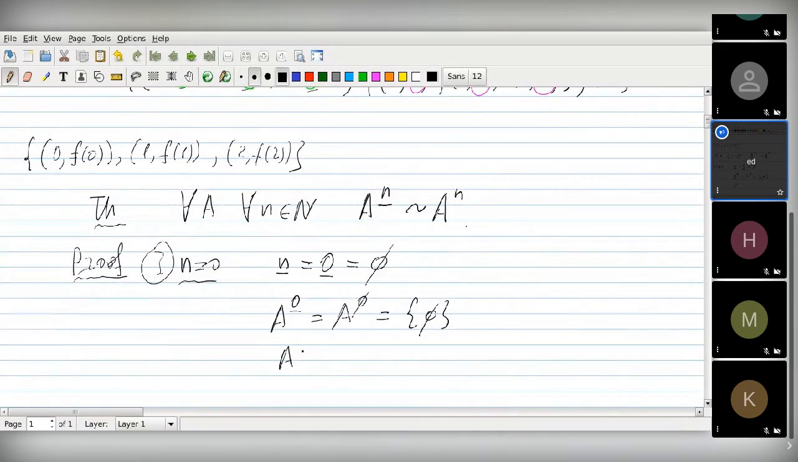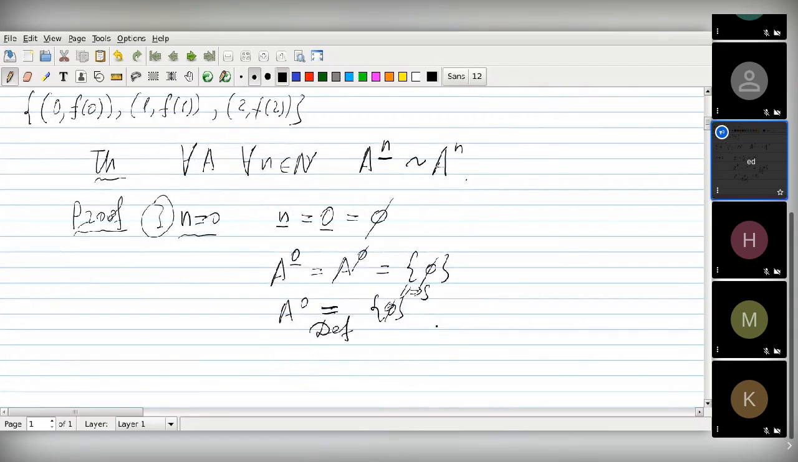And what is A to the power 0? Let's recall the definition. So A to the power 0 is just that. Why? By definition. So they are equal, and of course then they are equivalent if they are equal. Is it clear? Yes.